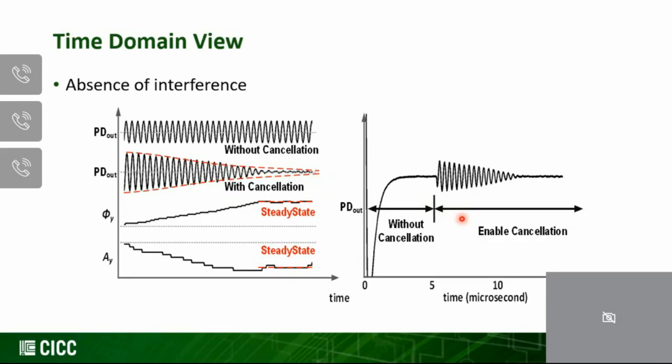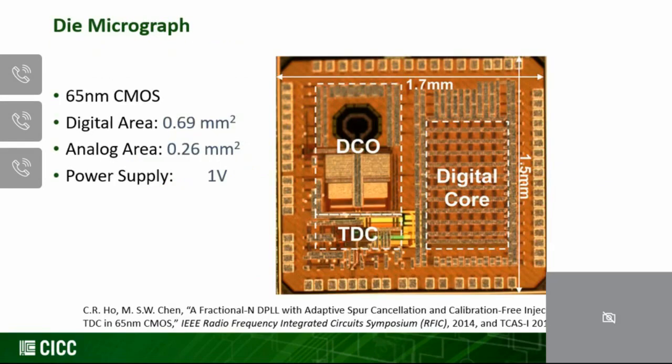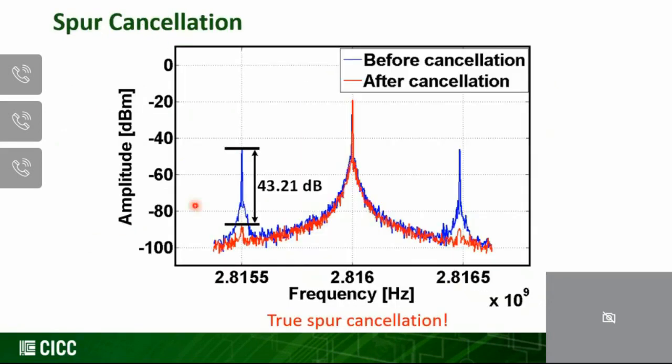And on the right-hand side, we show the case without the cancellation, and once we enable cancellation, we can see that in the beginning, you cannot really find the right settings. And once we find it, it will actually go to very low values. So here's the prototype that we did. It was done in 65 nanometer CMOS. And you can see that this digital core houses the spur cancellation loop, as I just described. And this is the proof of the measured results.